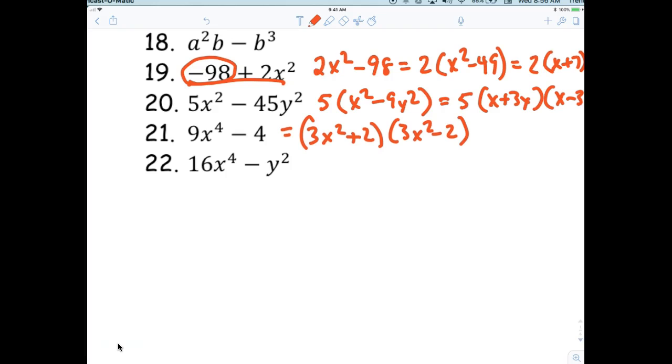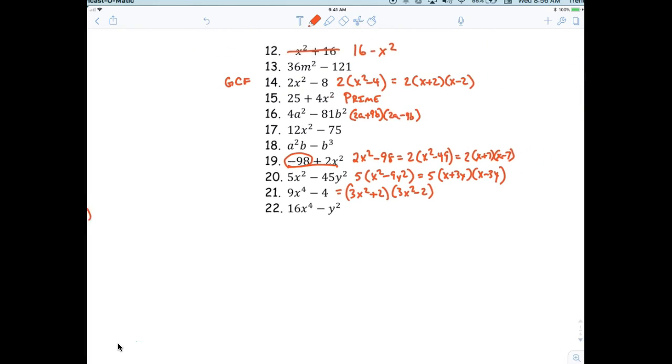I'm confused on how you did 21. If you just look at it, you think it'd be prime, and then you put it into these parentheses. You could do the same thing for 15 if you said it's prime. Because it's plus. There's no negative.